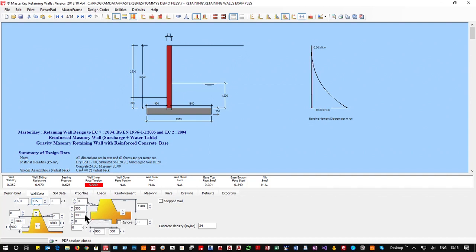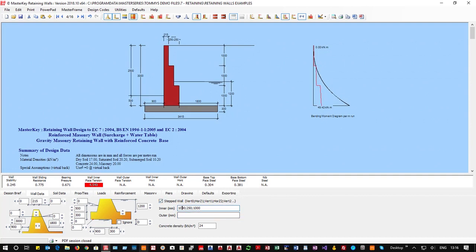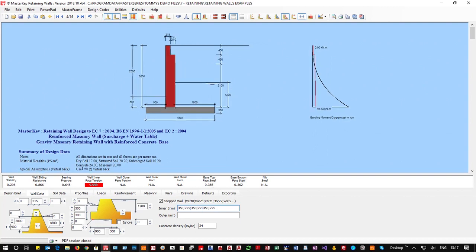since it's a masonry wall now, I could come along and say I want to step it. So I want to step it on the inside, and I want to come down by 450 and out by 225. So 450, 225, and I'm just going to copy that and start repeating that.